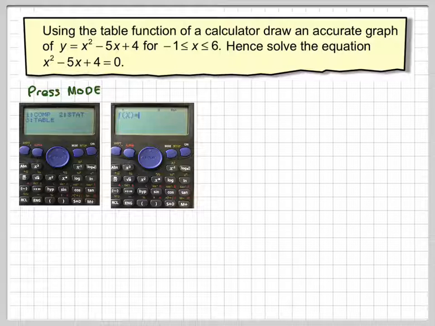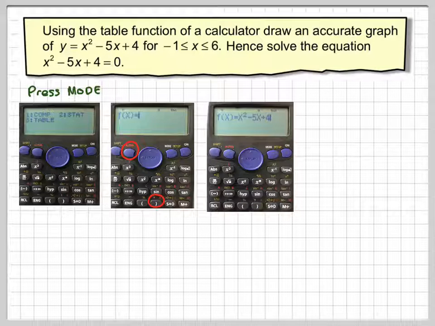Now in order to get the x into the function, you have to press the alpha. Alpha are the red keys on top of each button. So we want alpha X, which is above the bracket normally on a Casio calculator. And then we will need a squared sign, so we press this one here. And then we need to do minus 5 alpha X again, plus 4.